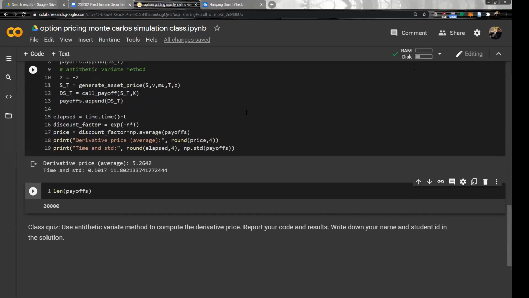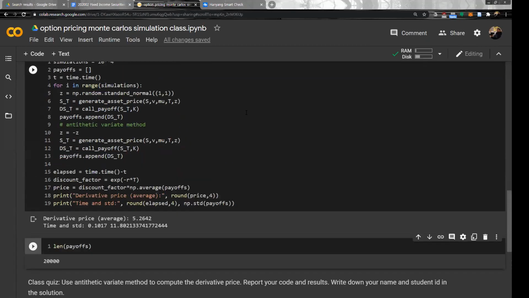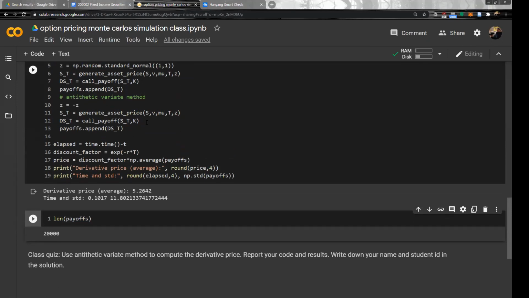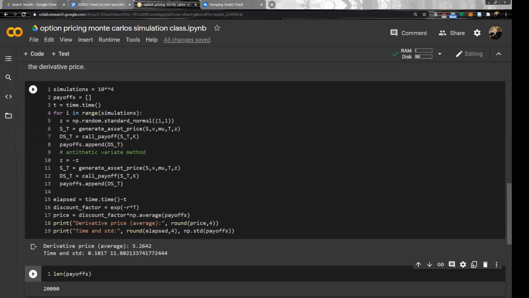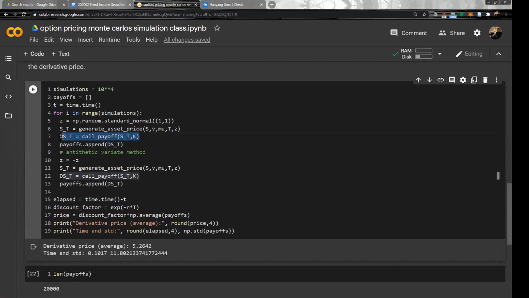Until now, we learned the European option. And then how about the American option? European option means we can exercise the option only at the last period. But for the American option, we can exercise the option anytime from right now to the maturity.